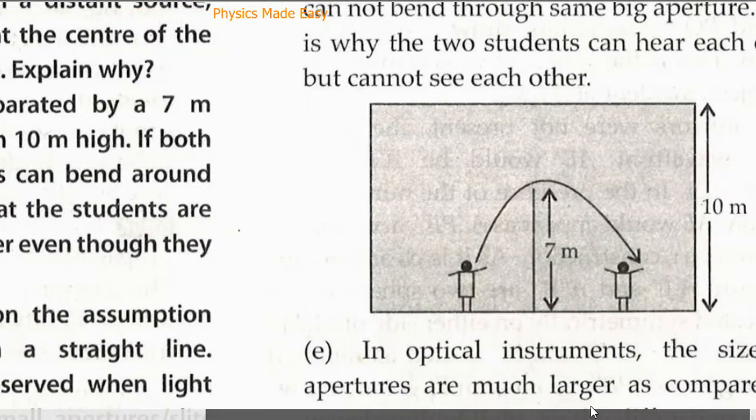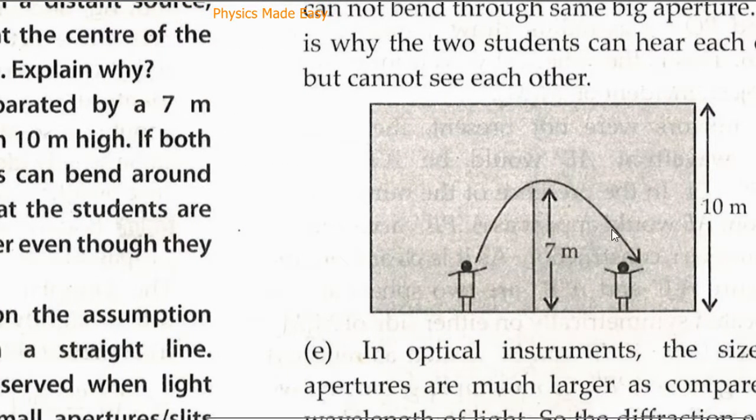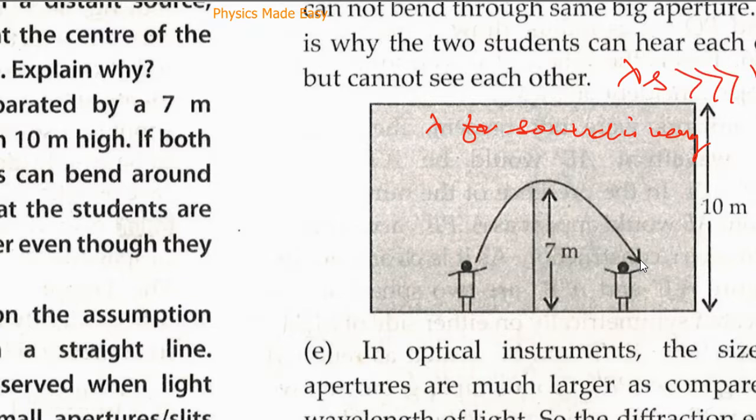Let us take up this diagram. These are the two students. They are separated by a 7-meter wall. Now they can talk to each other, but they cannot see each other, because the basic reason is that the wavelength for sound waves, lambda for sound, is very large. I mean to say lambda for sound waves is much larger than lambda for light waves.